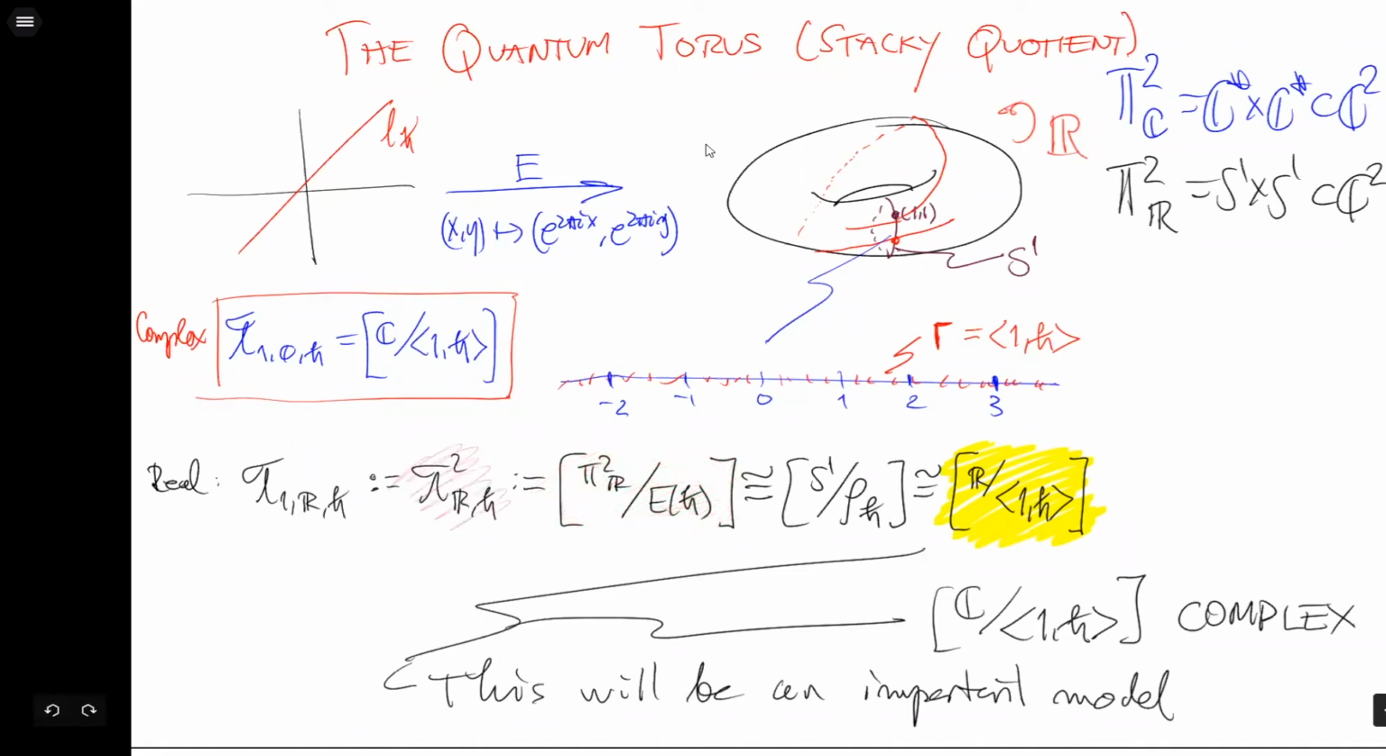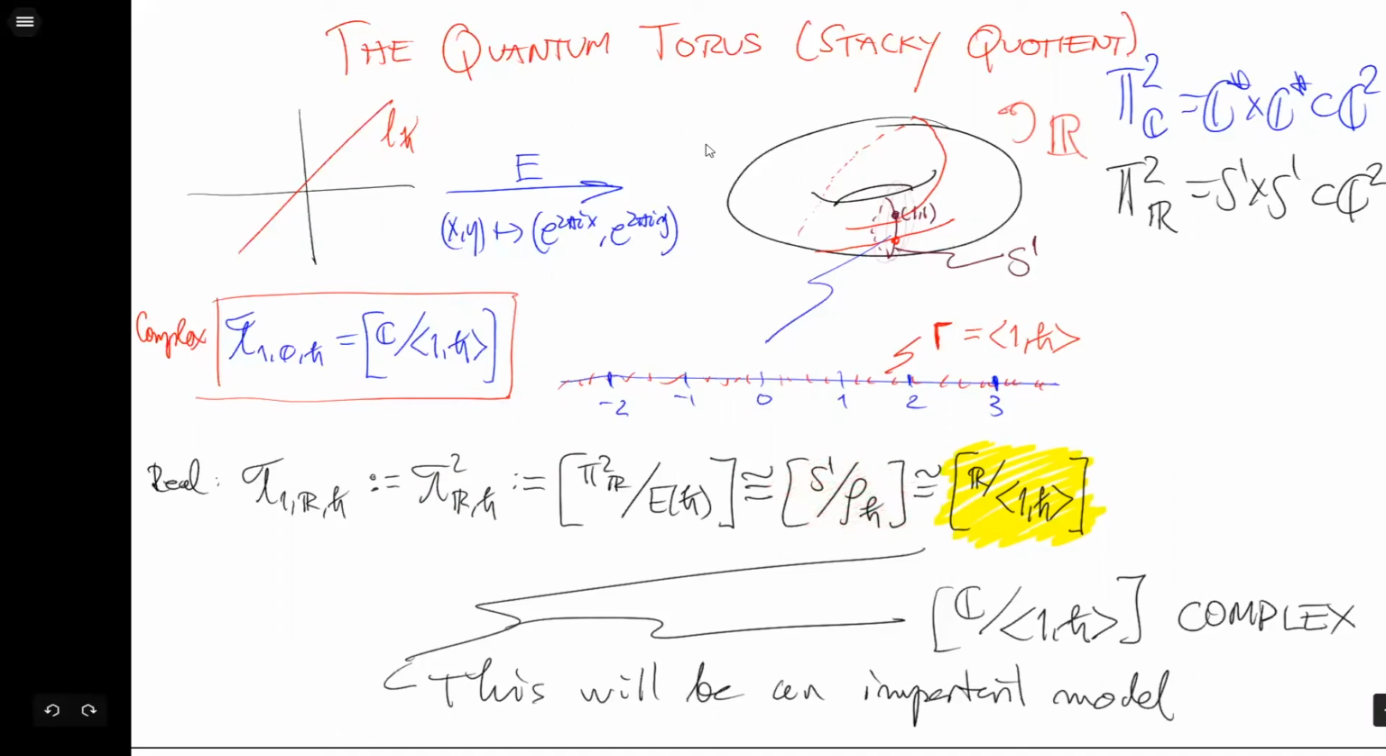But anyway, this T2 by this real action, if you take the stacky quotient, that's what we will call the quantum torus. Now this is a T2 R h bar, and we have to be careful because in our notation, this is the T1 R h bar. Let me explain this notation. Rather than taking the whole torus, it is the same to take the transversal to the foliation and divide by the rotation of angle h bar. Think about it. It is the same to take the whole torus and divide by this R action than to take the transversal and divide by the rotation rho of an angle h bar. These two stacks are the same.